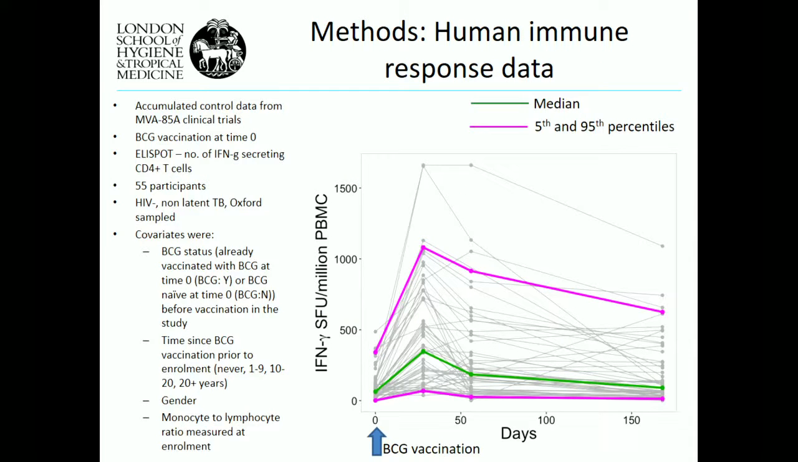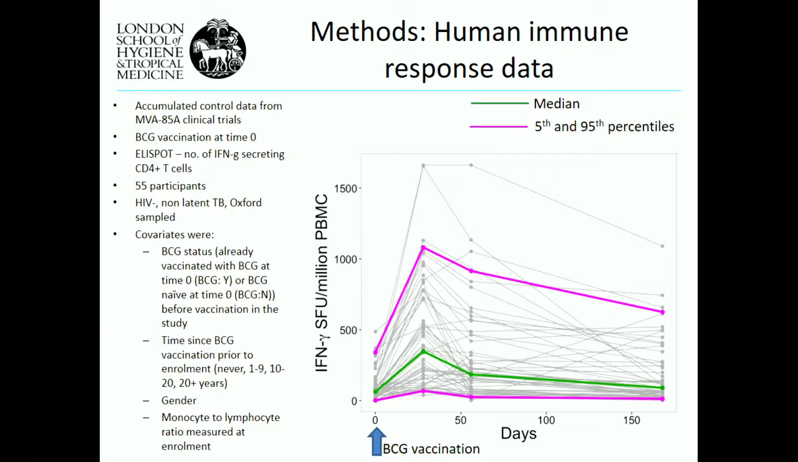Firstly, I'd like to show you the data that we used. This is data accumulated from the BCG control arms from MVA phase 1 clinical trials. In this study, the BCG was given at time 0. The number of interferon gamma secreting CD4 T cells was measured using the ELISpot assay over time. As you can see, we've got 4 time points. There are 55 participants altogether, HIV negative, non-latently infected, and UK-based.